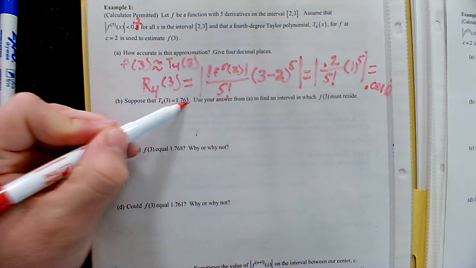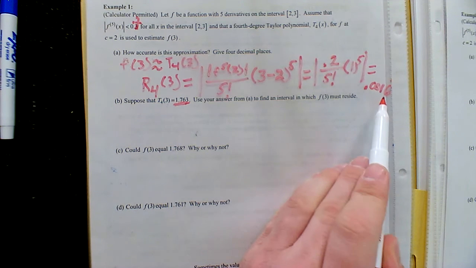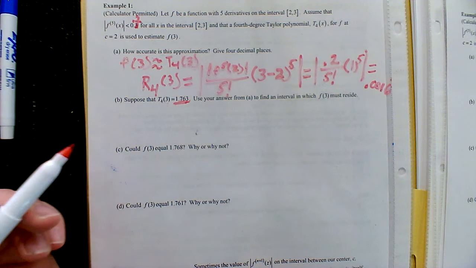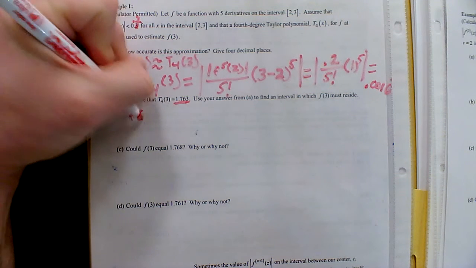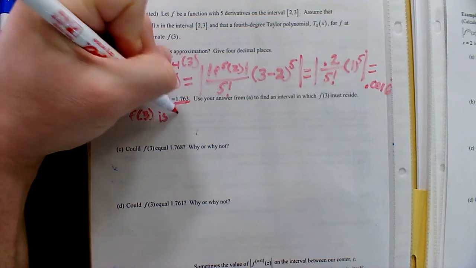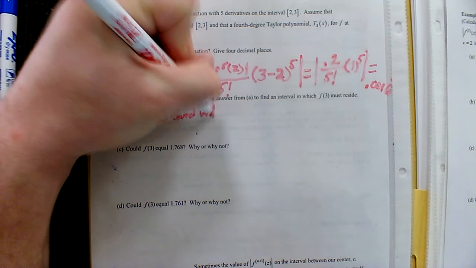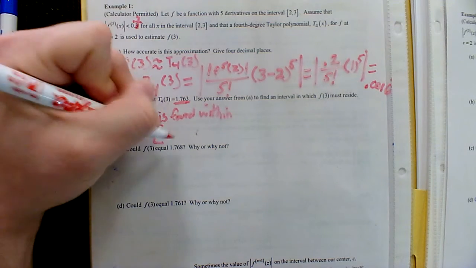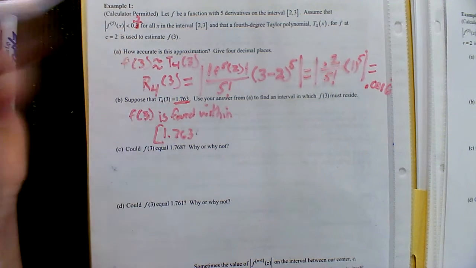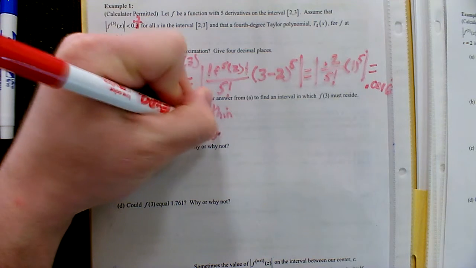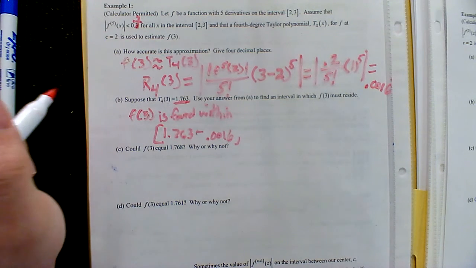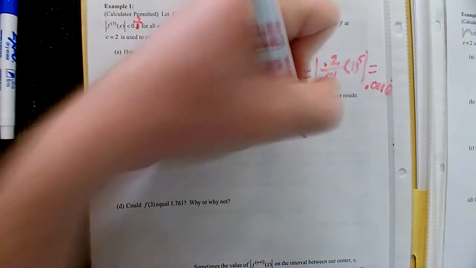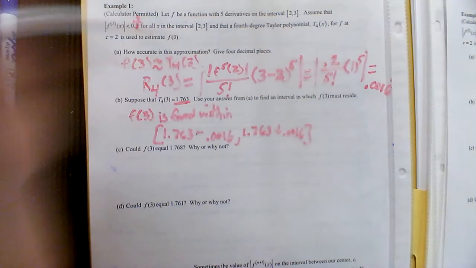Again, remember this is an approximation number. We don't know exactly what it is, but we do know the maximum error. So that's why we're trying to find the interval in which our actual number is. So f of 3 is found within, we have 1.763 minus our 0.0016 to find our lower bound of the interval, and then 1.763 plus 0.0016 to find the upper bound of the interval.